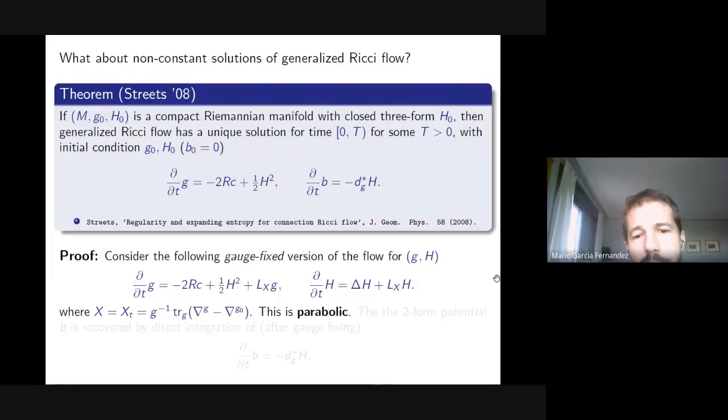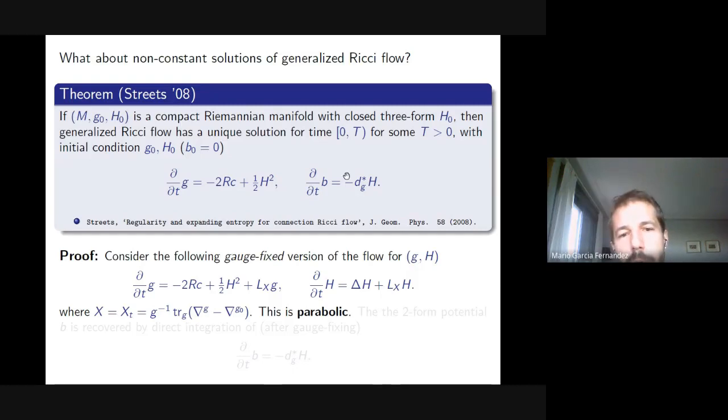So you consider a gauge fixed version of the flow for g, H. Why do you do that? Well, Ricci flow, as well as generalized Ricci flow, has a huge group of symmetries coming from diffeomorphisms, essentially. So doing this gauge fixed version of the flow is trying to kill the kernel of the linearization. So you consider this gauge fixed version of the flow for the pair g and H.